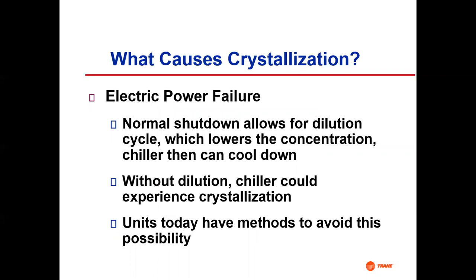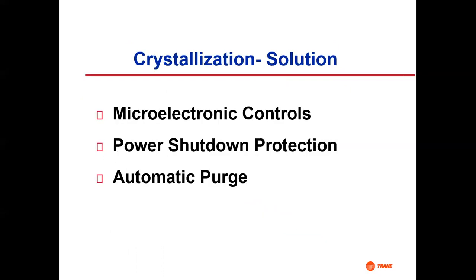Electric power failures used to cause problems. Some of these things are a lot better these days, but these are traditionally some of the raps on the absorbers. There's a normal shutdown that allows for dilution of the cycle. So on shutdown, they would dilute that strong solution a little bit, so when it cools down, it wouldn't crystallize. But if you have a power failure, you lose that capability, which could lead to crystallization.